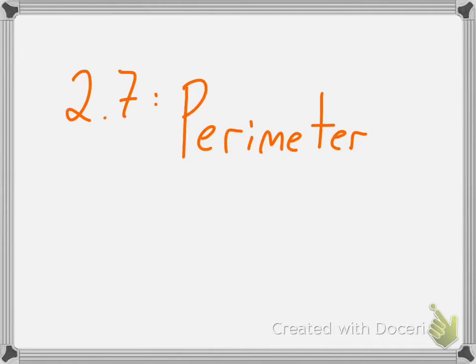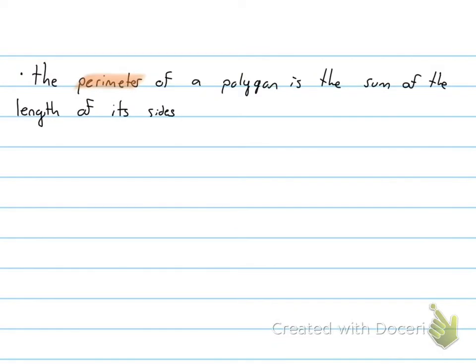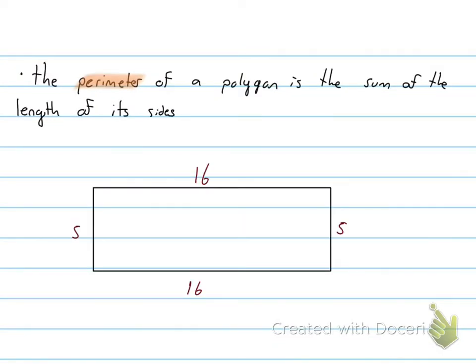All right, in the last section of Chapter 2, we're going to talk about perimeter. So the perimeter of a polygon is the sum of the length of its sides. So let's say we just had a 5 by 16 rectangle here. All that I would do to find the perimeter is add up all the sides. So 16 plus 16 plus 5 plus 5 would give me 42.